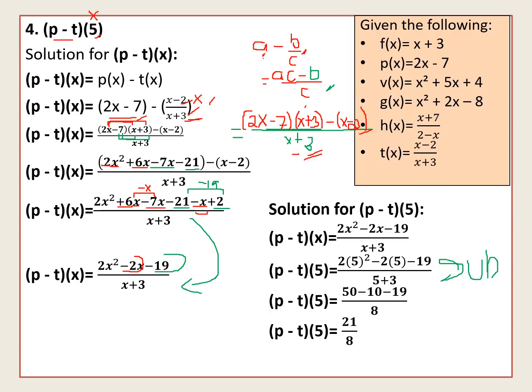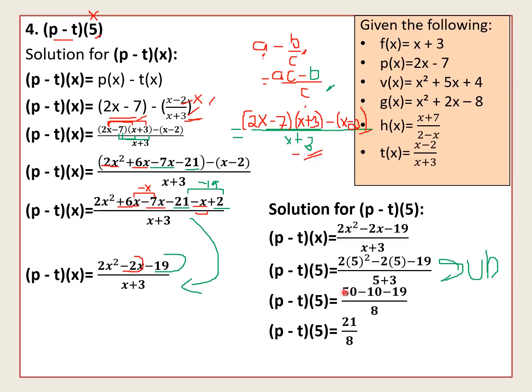Substitution tayo dito. So, lahat ng x dyan, papalitan ko lang ng 5. So, this would become what? 5 squared minus 2x, which is 5, minus 19. Then, sa denominator, 5 plus 3. Okay? Bale, unahin natin yung may exponent. 5 squared is 25. Then 25 times 2, it is 50. Ayan yung sagot, 50. Tapos, negative 2 times 5, it is negative 10. Good. Then, minus 19. Tas 5 plus 3 sa denominator, it would be 8.